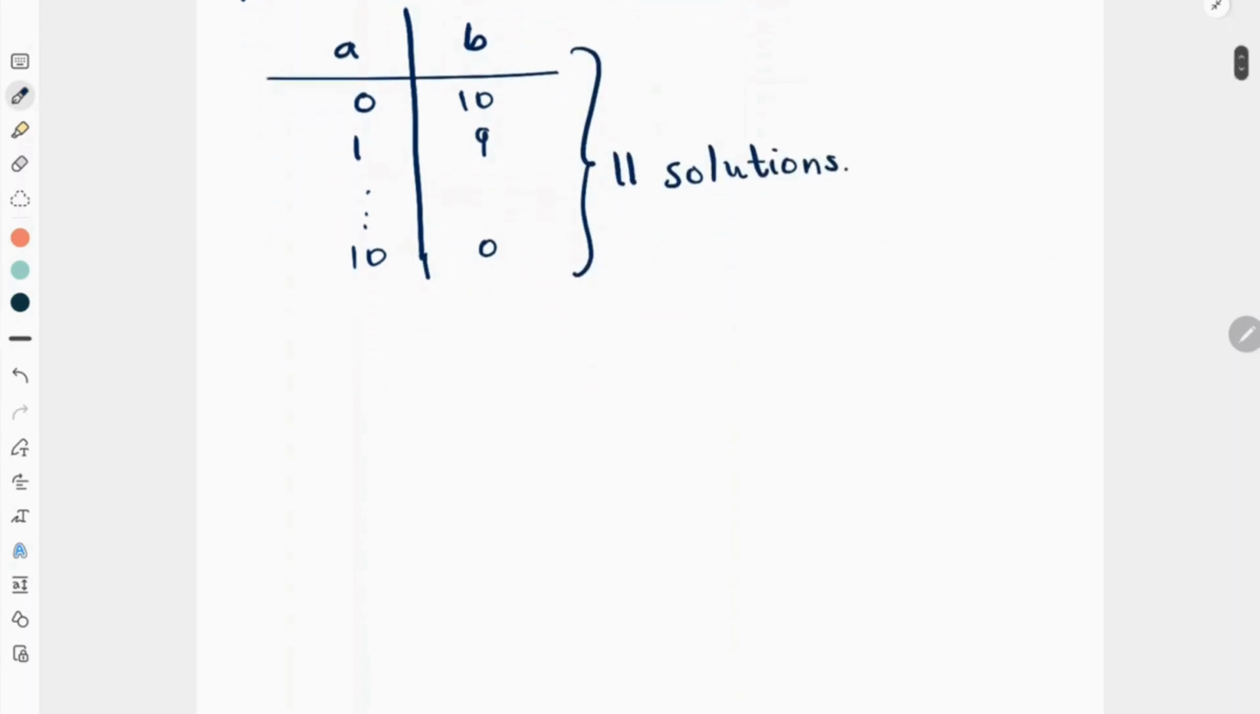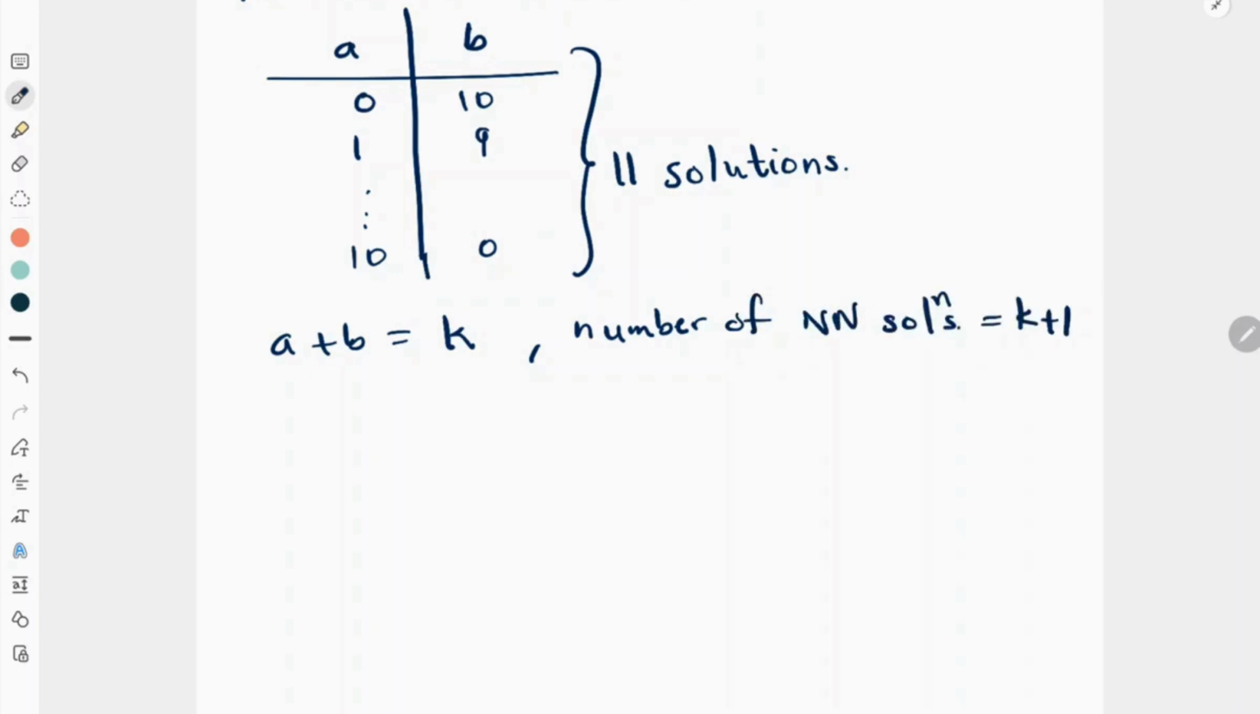And it's not difficult to convince yourself that if I have a plus b is equal to some constant k, then the number of non-negative solutions is k plus 1. This is straightforward because it's just a table. So what we want now is the number of solutions to a plus b plus c is equal to 10. We can solve it for two variables. As I said, it comes out to be k plus 1. But can we identify a pattern here? So let's see.